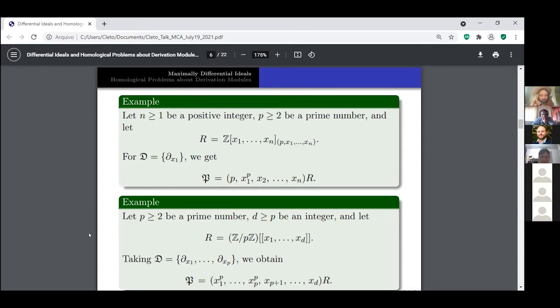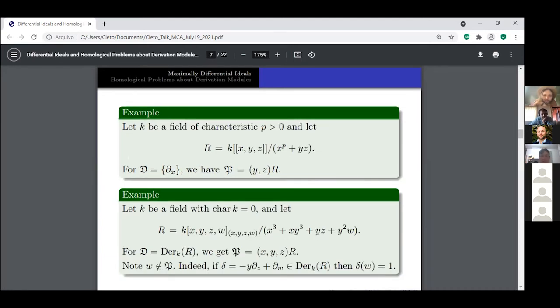Another example is this one, a regular local ring. Both are regular local rings, of course. Here you have a characteristic p case, and we're going to take D as being this set of derivations up to the pth variable, with p at most d. So in this case, you have this maximally D-differential ideal here.